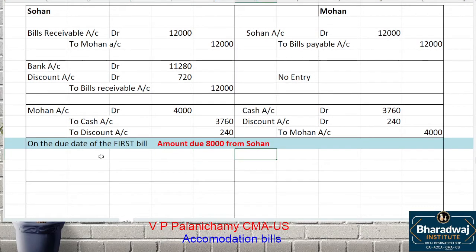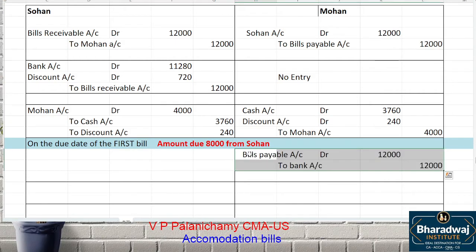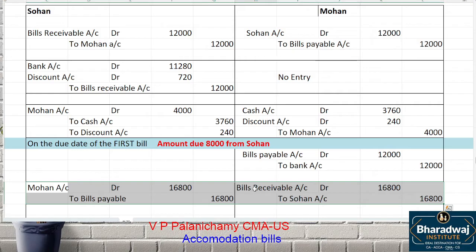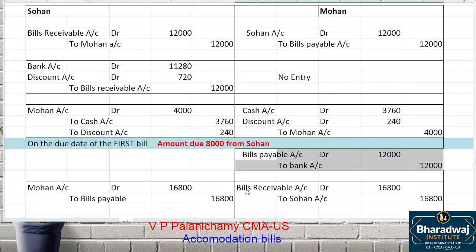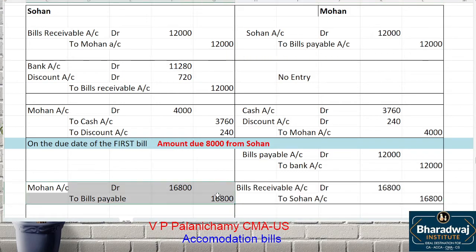That is not paid by us, but a new bill is drawn. Before that, this money has to be paid: bills payable account to bank, the acceptor has to pay. For paying this money, Mohan is drawing the bill on Sohan. The second bill: bills receivable account to Sohan. For us, it becomes bills payable.